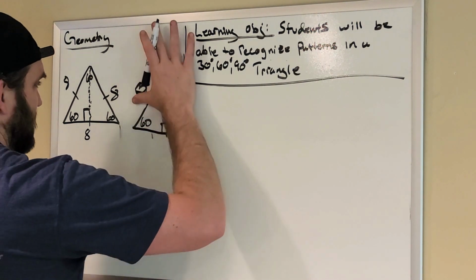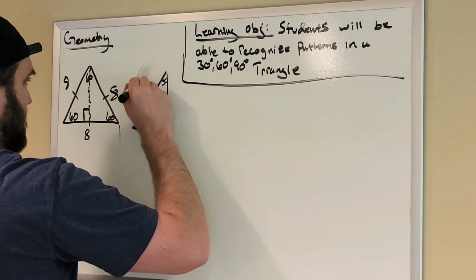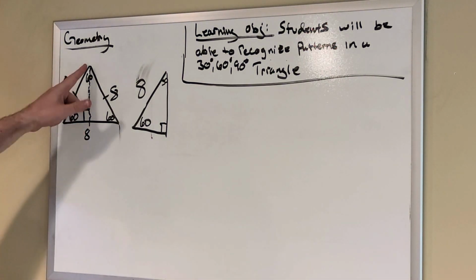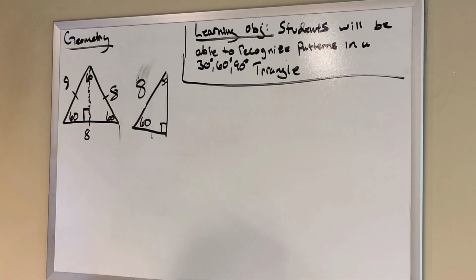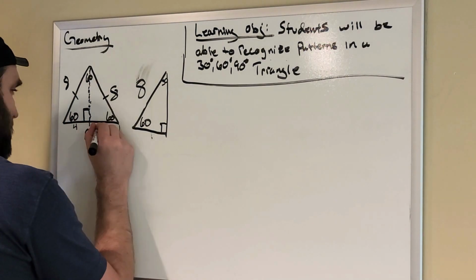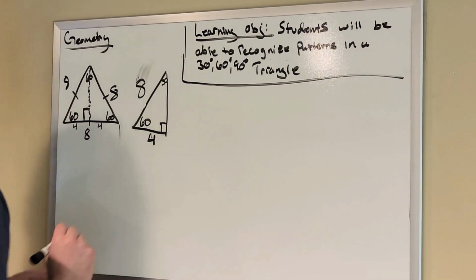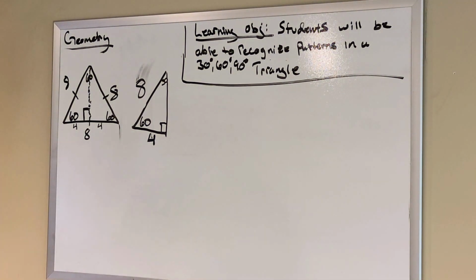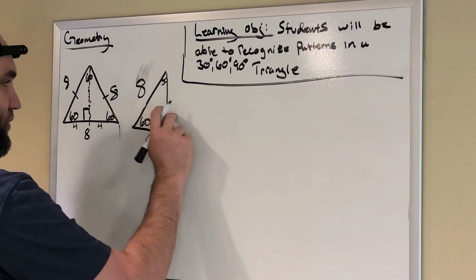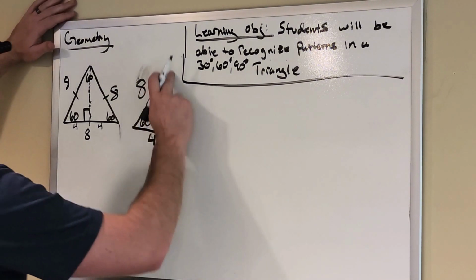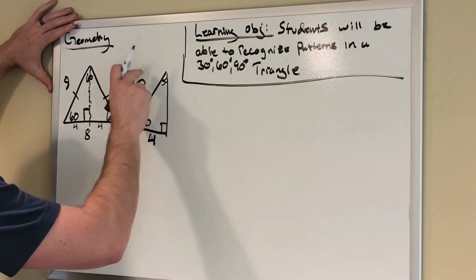That's 8. This down here, because I dropped this line down and cut it in half, is 4. So this would be 4 and 4 over here. This is just going to be 4. So now I want to figure out what this last side is. And I know what my hypotenuse is.